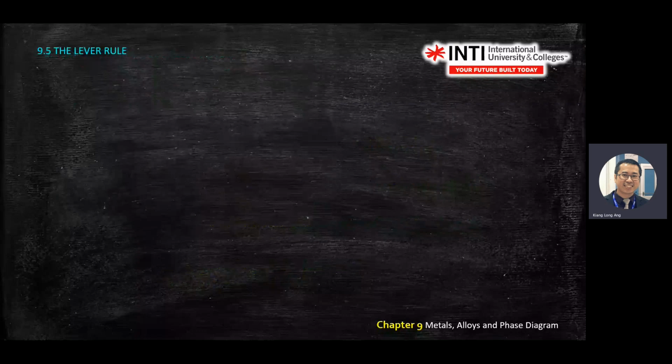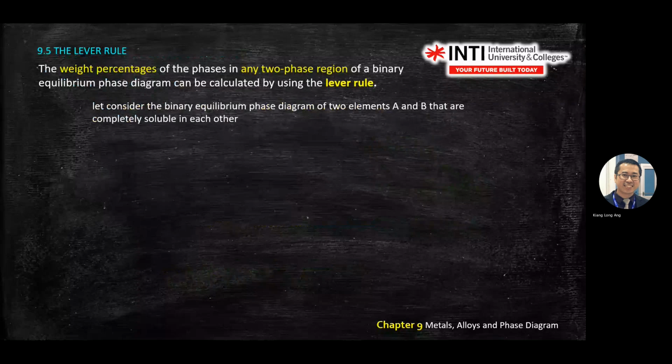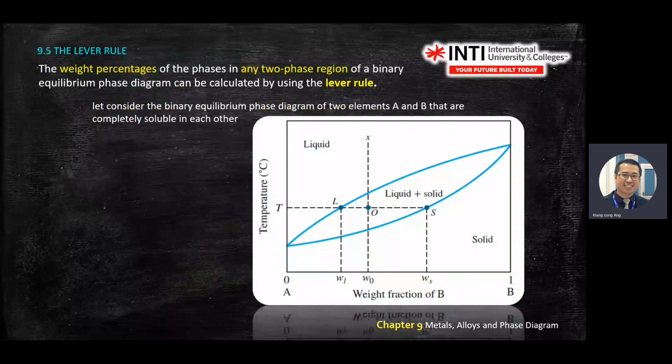Okay, now we look at level rules. Application of level rules is that we find the weight percentage in any two phases region in a binary system using the level rules. So this is a simplified diagram. We consider a binary system, meaning you have two elements there.